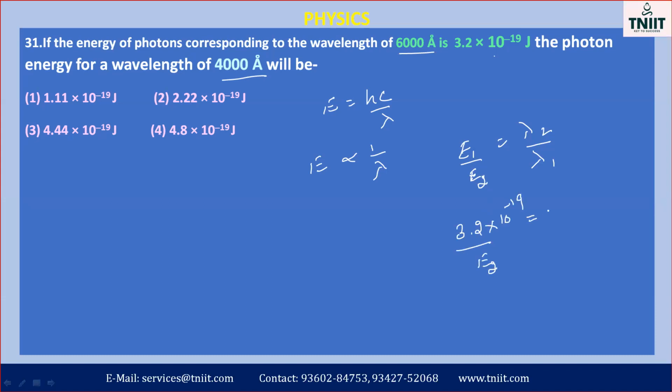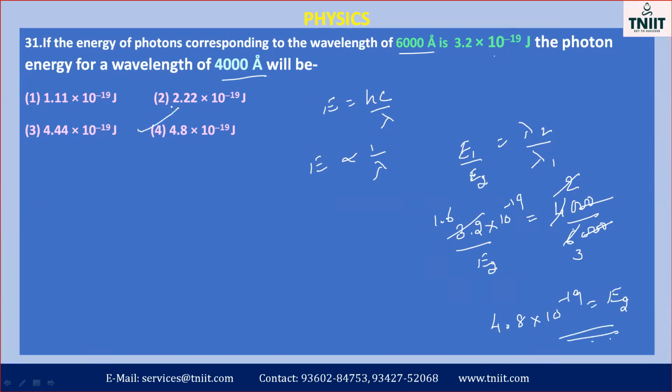What is lambda 2? The 3 zeros get cancelled. 2 threes are 6, 2 ones are 2, into 1.6. What is 1.6 into 3? 4.8. So what is the energy in the second case? Option 4, 4.8 into 10 power minus 19 joule.